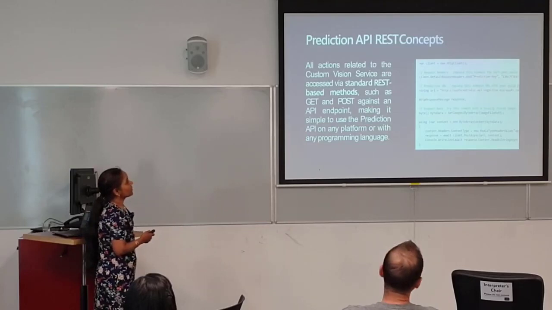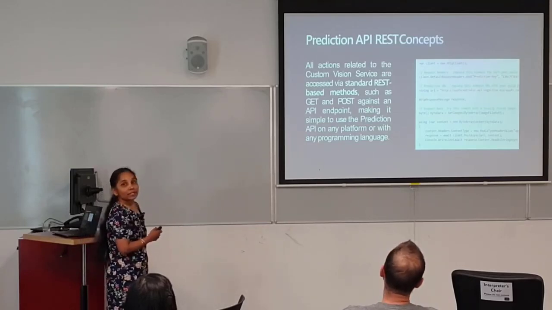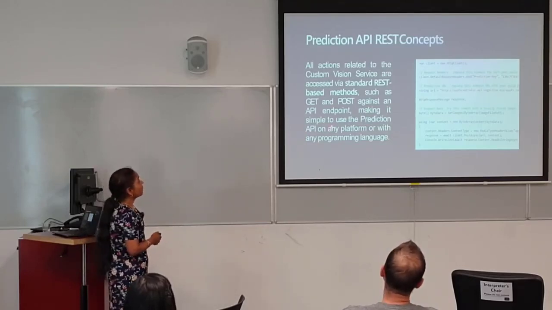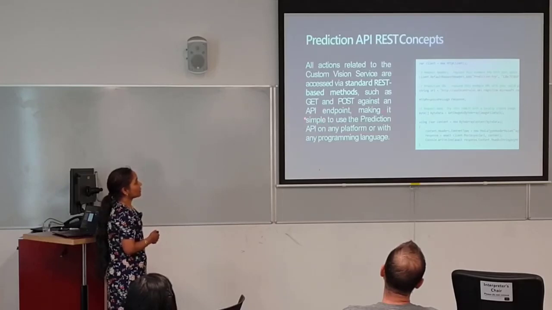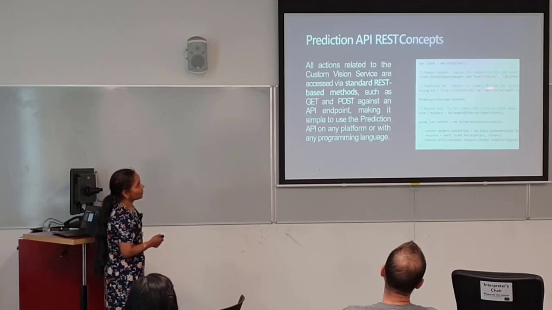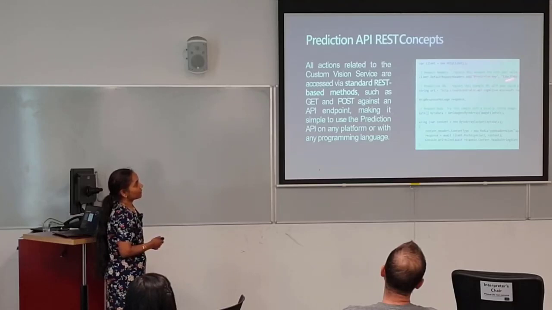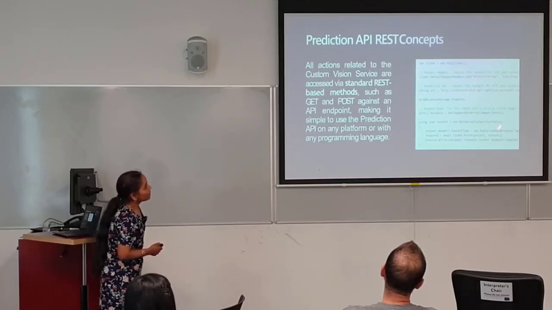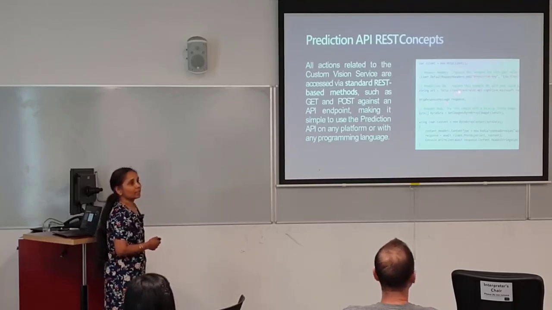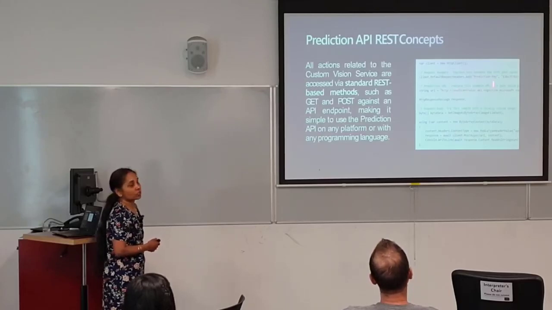See, REST concepts. Standard is REST, and then you can use the get and post methods against an API endpoint. So that's your endpoint URL, and there will be a prediction key which is something like that. And this is for C#, right? Mm-hmm. Yeah, this code is for C#.